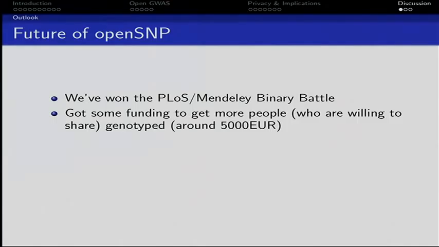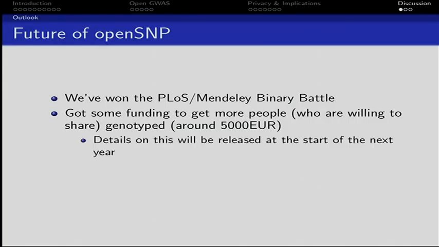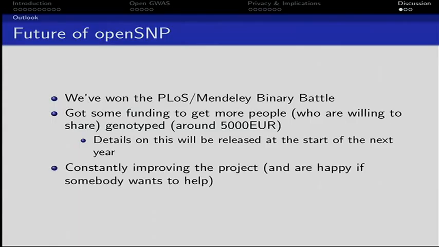So far, we have won the Public Library of Science and Mendeley Binary Battle with OpenSNP, and we've got some funding through the German Wikimedia Foundation. It's only 5,000 euros, but this would be, I think, 25 more people genotyped, whose data would be publicly available. If you're interested in getting genotyped, we will release more details on this next year. So check it out if you want to get genotyped and don't have the money.